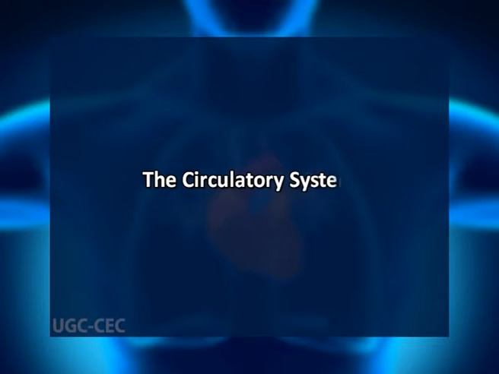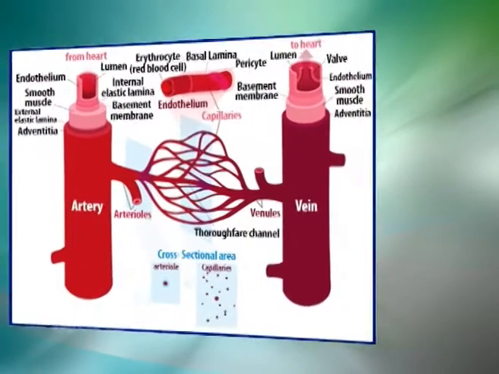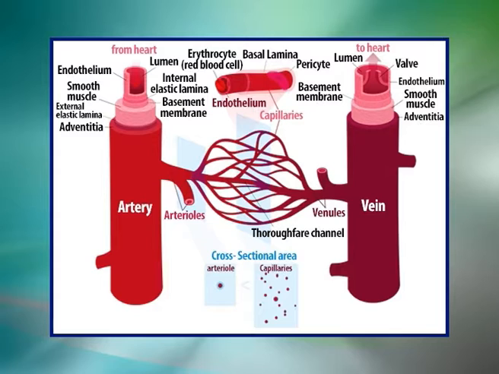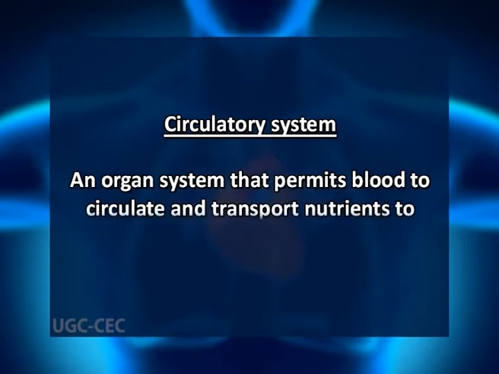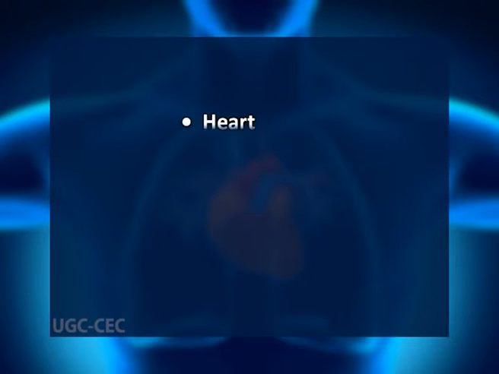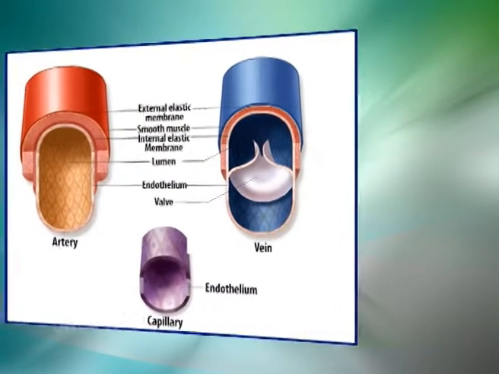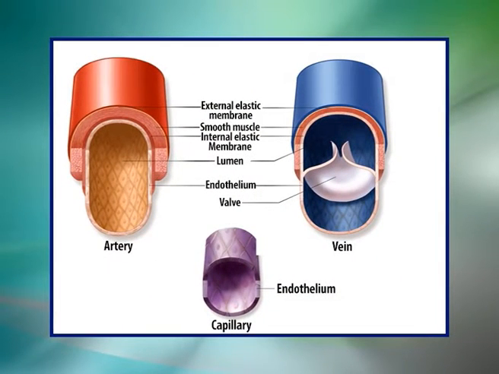The final portion of today's module is the circulatory system. The cardiovascular system of humans is of closed type, meaning that the blood never leaves the network of blood vessels. The circulatory system is an organ system that permits blood to circulate and transport nutrients to the body tissues. The essential components of the human cardiovascular system are the heart, blood, and blood vessels. In this section, we shall study the 3 main types of blood vessels, namely arteries, capillaries, and veins.